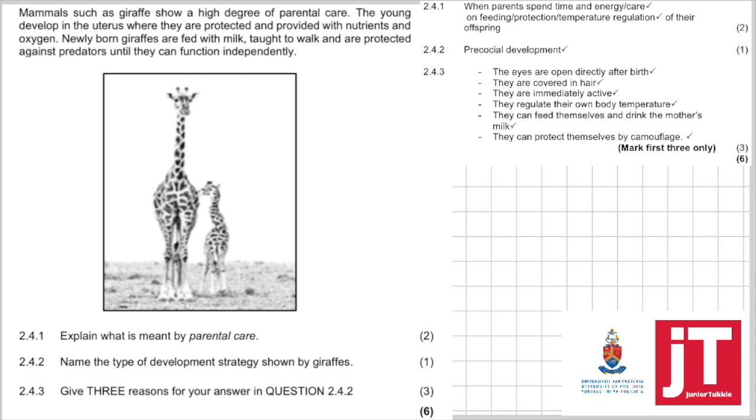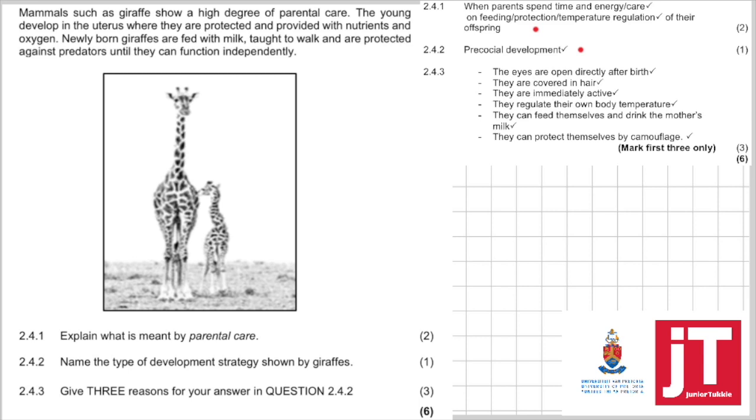2.4.1. Explain what is meant by parental care. Now, what is parental care? When parents spend time, energy and care on feeding, protecting, and helping with temperature regulation of their offspring. 2.4.2. Name the type of development strategy shown by giraffes. Definitely, this is obviously precocial development. Now, give 3 reasons for your answer that you mentioned in 2.4.2.